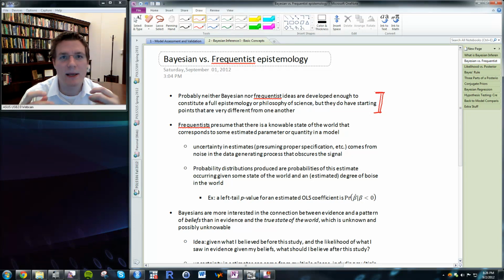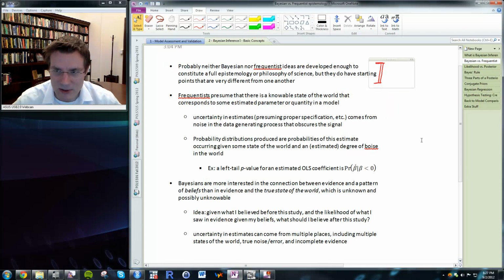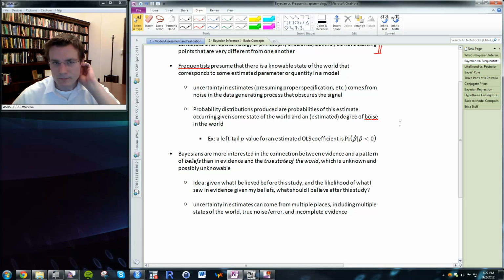And those claims are very different from one another and lead down different roads, both technically as a matter of estimation and philosophically or scientifically in terms of how they think of what evidence does and what it's used for and how we form conclusions based on evidence. So I want to talk a little bit about what these different ideas are, just to give you a sense of how Bayesians might think differently from frequentists.